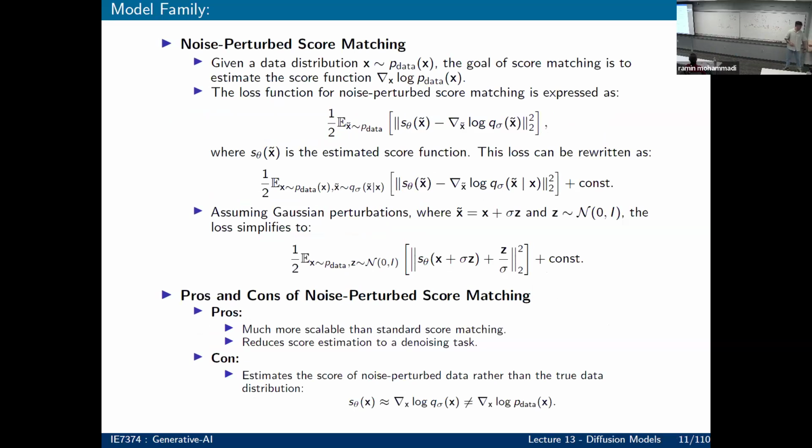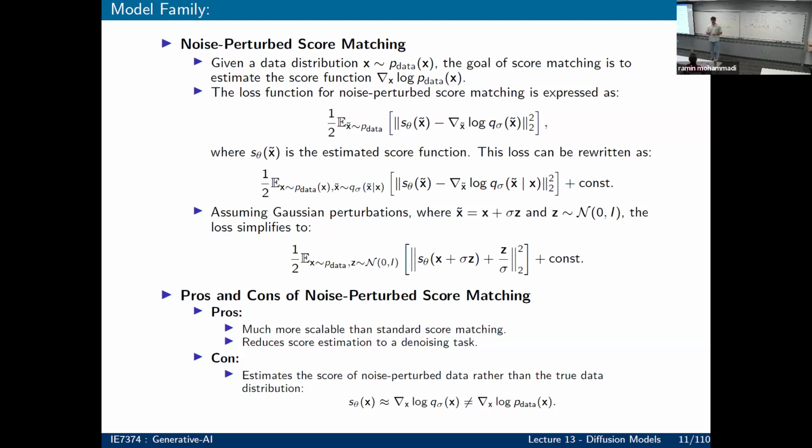Noise perturbative score matching: the idea was that, instead of focusing on the data and how to build better data, let's focus on the concept of denoising. The concept of denoising, which will be the focus of today's class, is: I have an image, I add noise to it, and my focus will be to learn how to remove that noise.